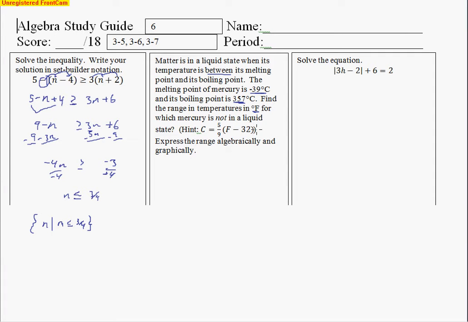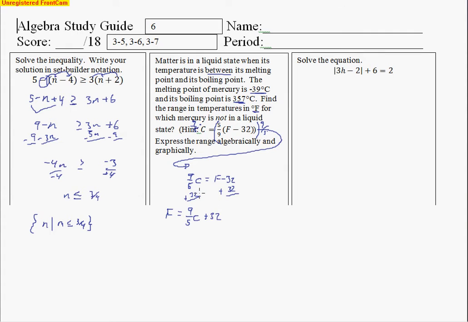So first thing I'm going to do is take this formula right here and convert it to Fahrenheit. I have to multiply this equation by 9/5 on both sides. So multiply this side by 9/5 as well. And what that'll do is leave me with 9/5 C is equal to F minus 32. Then I can just add that 32 to both sides, and I've got F by itself. So Fahrenheit equals 9/5 times C plus 32.